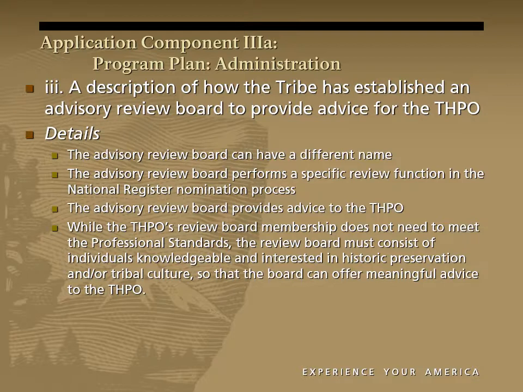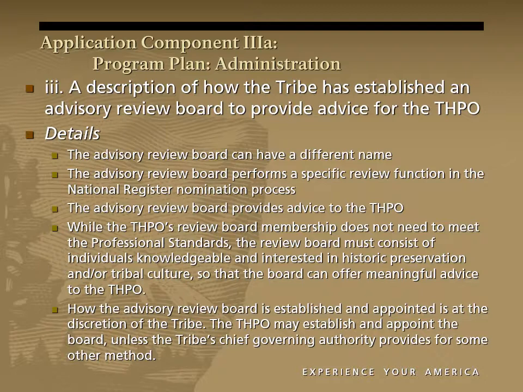When the board is formally reviewing a National Register nomination, the THPO must ensure that the board has the benefit of advice from an individual who meets the professional standards in the professions appropriate to the resource under consideration. How the Advisory Review Board is established and appointed is at the discretion of the tribe. The THPO may establish and appoint the board unless the tribe's governing authority provides for some other method. The method for establishing an Advisory Review Board should be described in the application.